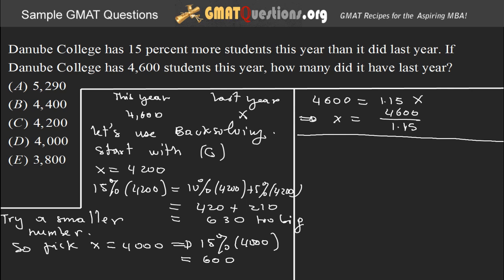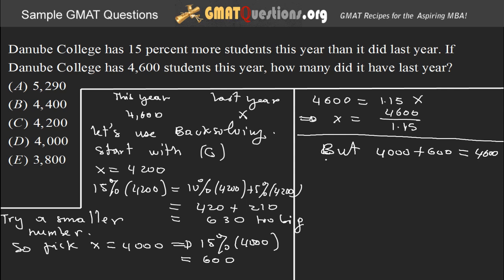So the original number we chose is 4,000, plus 600 here is equal to 4,600. Yeah, that's great. That's our answer. 4,000 seems to be the correct answer here because 4,000 plus 15% of 4,000 gives us 4,600. Okay, 4,600. So great, we are lucky here.